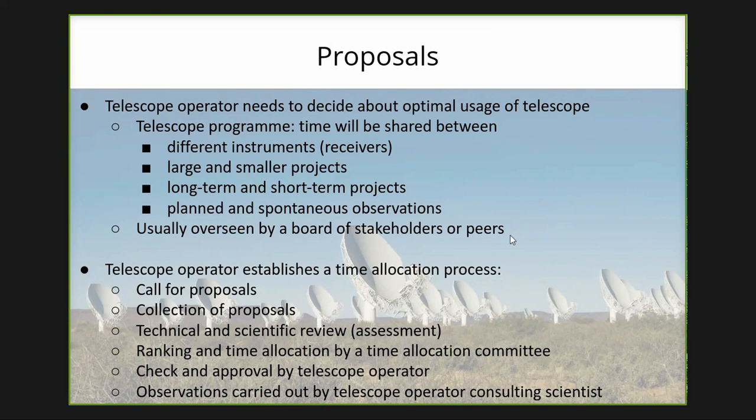So what usually happens is that the telescope operator, to make sure that all the time is distributed in a fair way, establishes a time allocation process, which can take several forms. There is usually a call for proposals. So scientists have the opportunity to propose the science to be observed with the telescope. Then these proposals will be collected. There can be a specific deadline, or in some cases, if you have target of opportunity observations, no deadline.